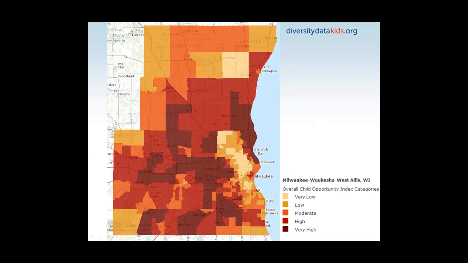Milwaukee has 430 neighborhoods or census tracts, which are the small areas colored in the map. For each of these neighborhoods, let's look at this one as an example. We collected data on 19 different indicators in three domains of opportunity that are very important for children and their families.